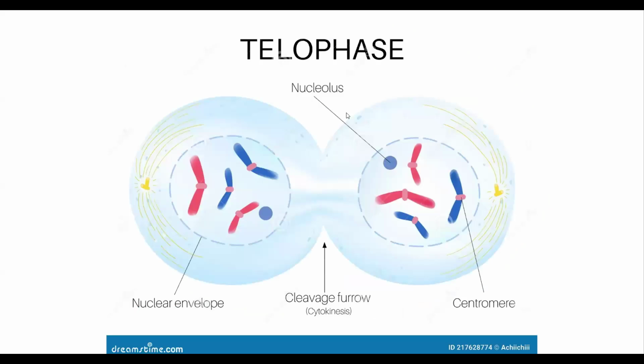Next, as we move into telophase, we witness the chromosomes uncoiling, which is vital for allowing gene expression in the daughter cells. This stage marks the final phase of mitosis. Following telophase, we enter cytokinesis, the phase where the cell divides into two equal halves.